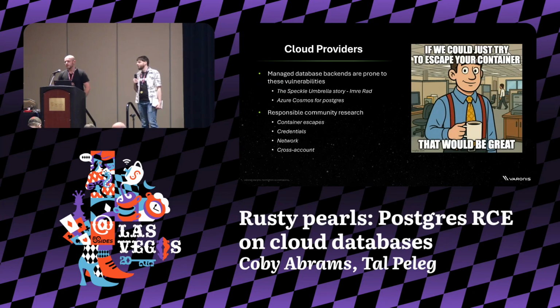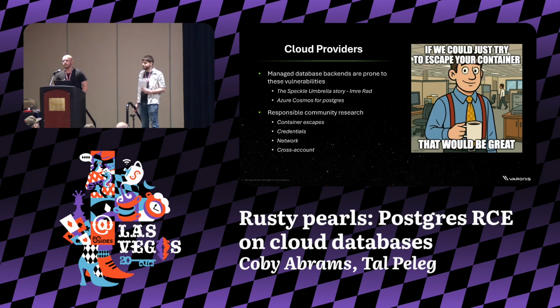Okay, something we would also like to leave for cloud providers: managed database backends are kind of prone to these vulnerabilities. This isn't the first time this has happened. You can read the Superglue Umbrella story from Imir Rad that's really interesting about how he ran code in a similar way on GCP. We also recently found a vulnerability that allows us to run code on Azure Cosmos for PostgreSQL. That was also really interesting. We haven't yet published the information, but we should soon, and you should read about it.